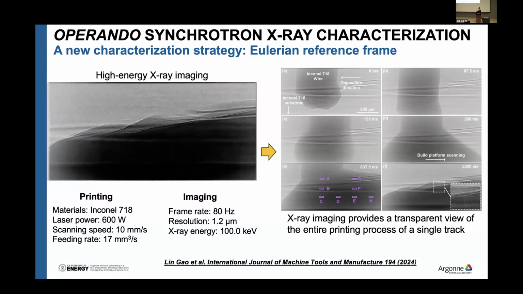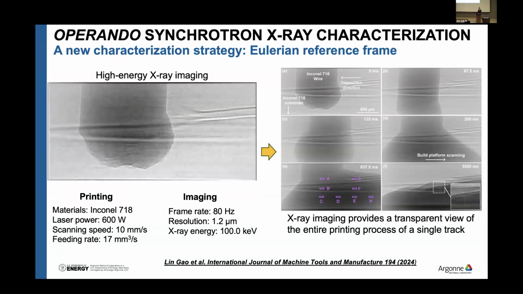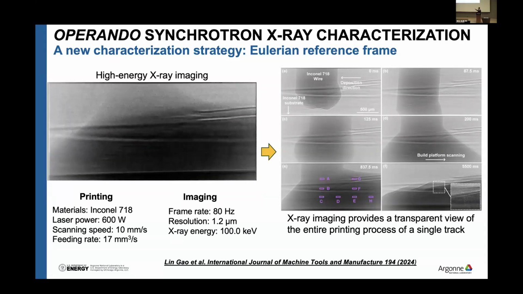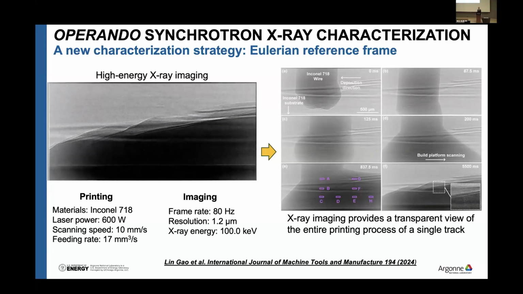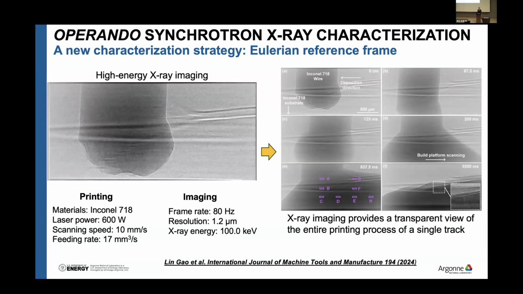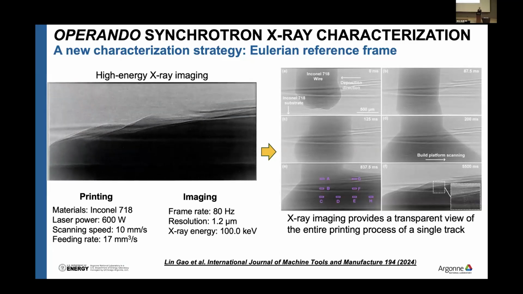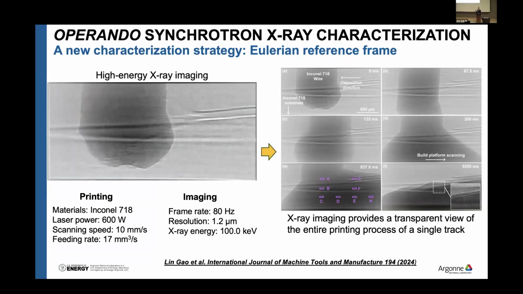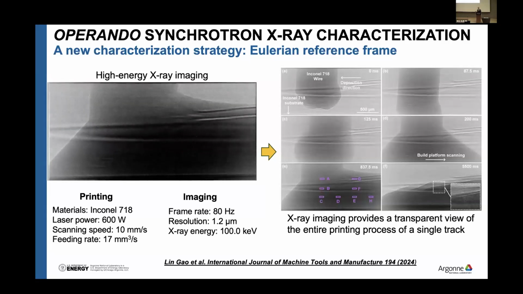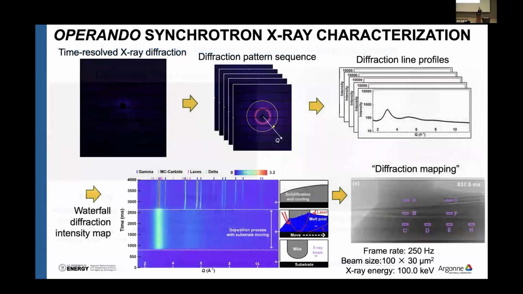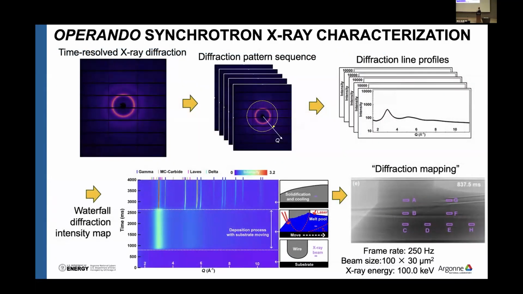Here the X-ray imaging shows the entire printing process. We can see that with this collection strategy, we can keep the melt pool at the same location of the field of view for a relatively long time during the stable printing process. And also, we can integrate this with the diffraction mode to get further details about the microstructure evolution during the printing process. So here is the diffraction mode.